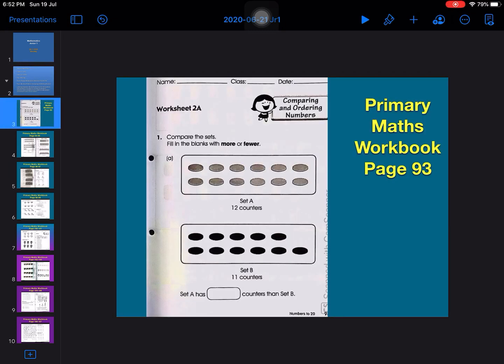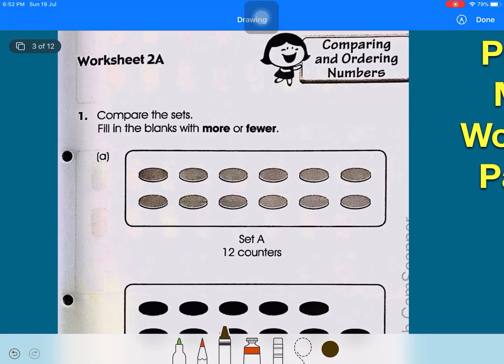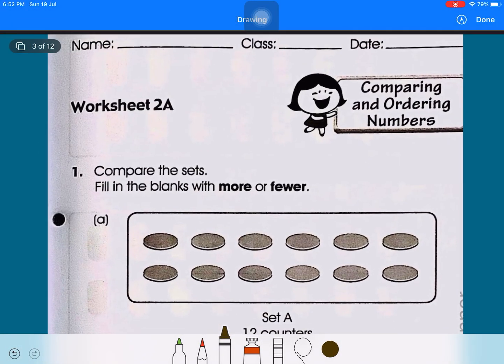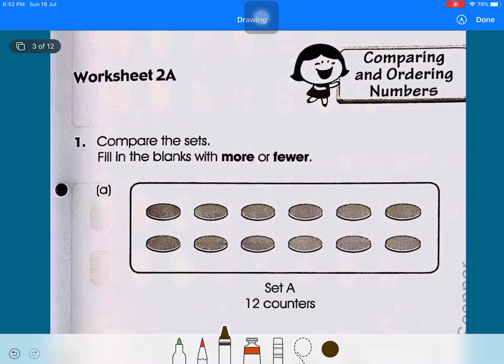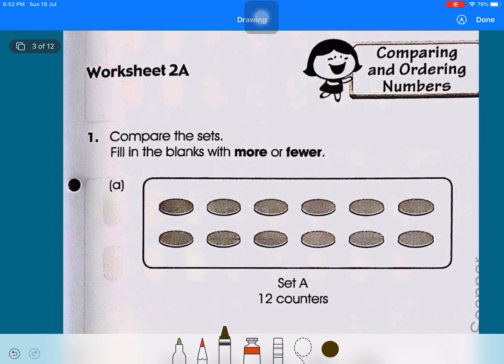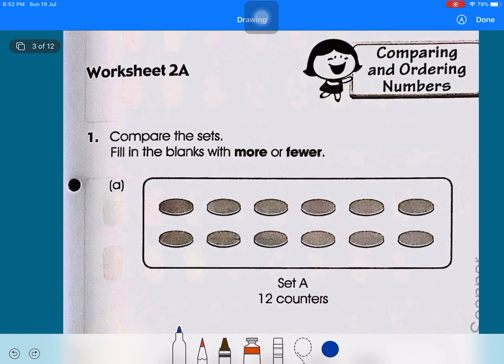So we start from page 93. For those of you who haven't written down the day and date, please do it now. It's very hard to go up, so I'll just write here. Today is 20.